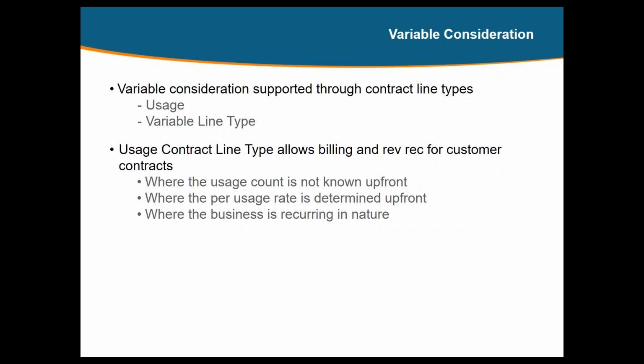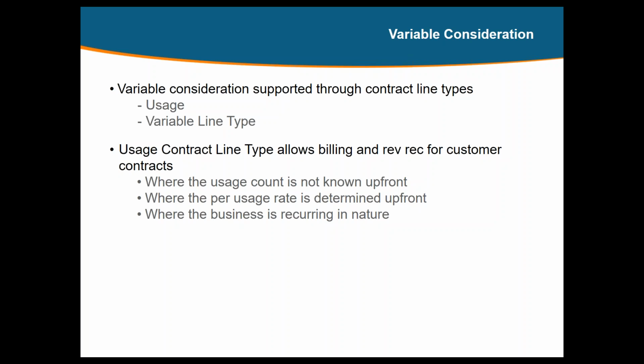The usage contract line type allows billing and rev rec for customer contracts where the usage count is not known upfront. So in the example that Adam discussed, the call center support would be a usage line in Workday. The software license is a subscription line. The call center support is a usage line because we don't know how many calls we're going to get in a particular month, so the usage count is not known. You do know the per usage rate upfront. Again, in the example, the per usage rate was $1 per call.